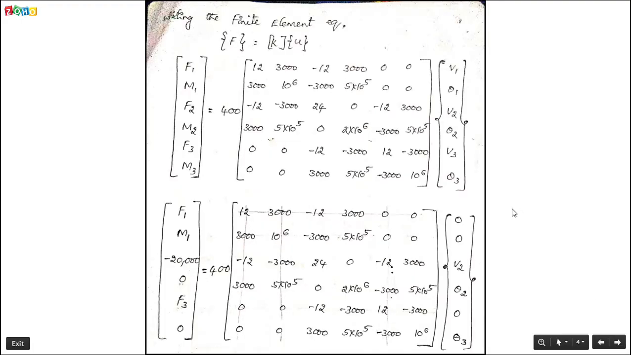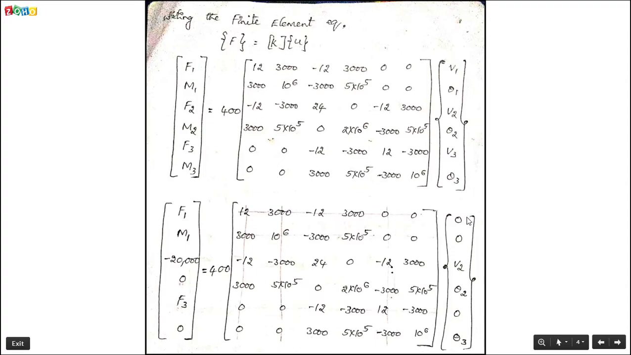So what are the boundary conditions? V1 and theta 1: the first element is fixed, so 0. Second element V2, theta 2. In the second node only M2 will be 0. In the third node theta 3 is there, but V3 will be 0. Again, in the second node M2 will be 0 and in the third node M3 will be 0. I have given the complete boundary conditions.